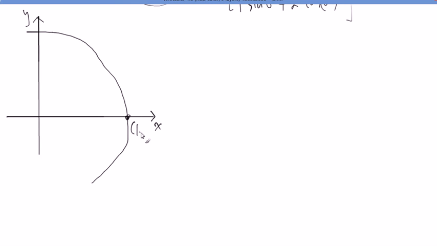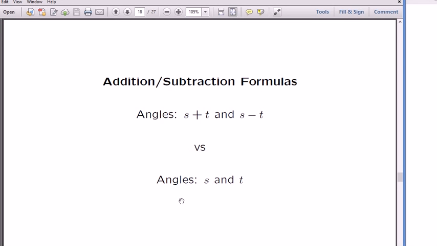Y coordinate, X coordinate, and here is a giant unit circle. 1, 0. So the problem is the following. Angle S and angle T and angle S plus T, right? Let's focus on that one.